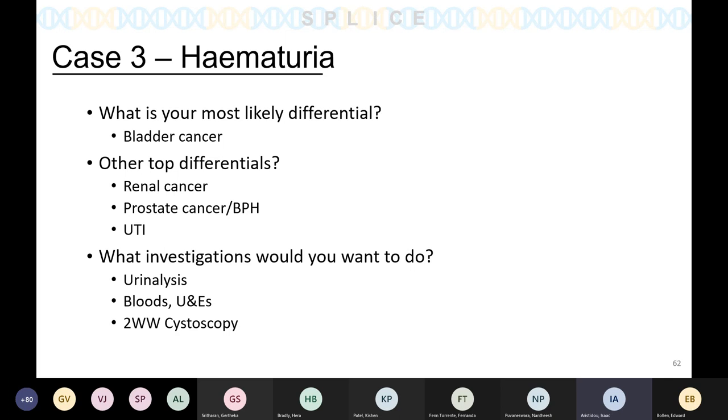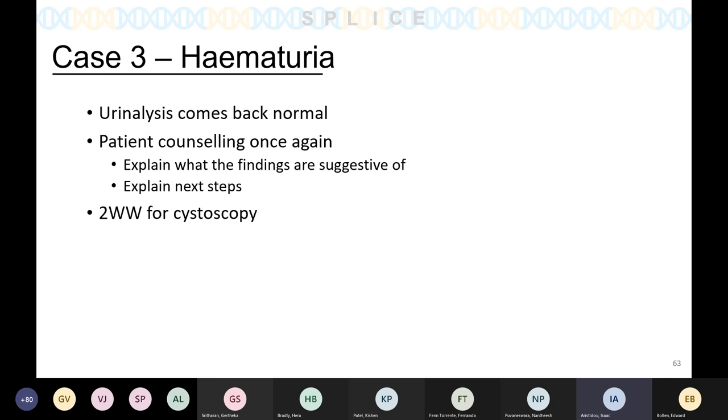So yeah, 2 week wait is the main thing here. You could do your urinalysis, urine dip, bloods, etc. If this were in the OSCE, these are all reasonable things to do. Urinalysis to rule out any infection, bloods to look for any underlying anemia, U&Es to see if his kidney function is off for any reason. So as the urinalysis comes back normal, patient counselling once again to explain what the findings are suggestive of and explain the next step as well. And given his age and his risk factors, these are things that you'd want to put in there.